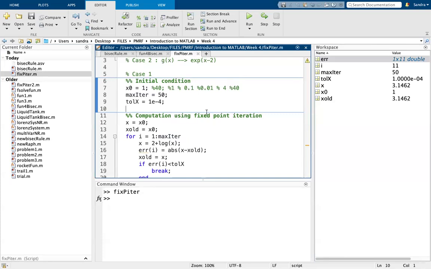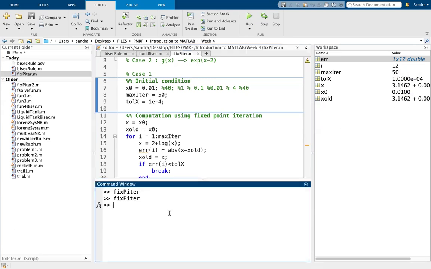That is the second root I got. Let me change the initial guess to 0.01. You can see the loop ran 12 times. It didn't go till 50. The solution has a real part and an imaginary part. Whenever you have an imaginary solution, you can say the solution has not converged properly, even though the imaginary part is very small.